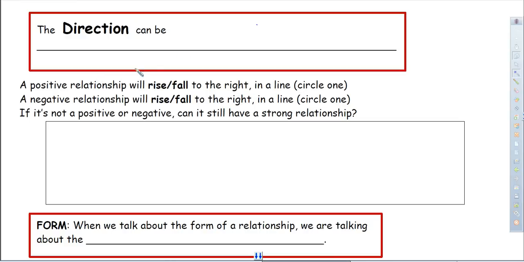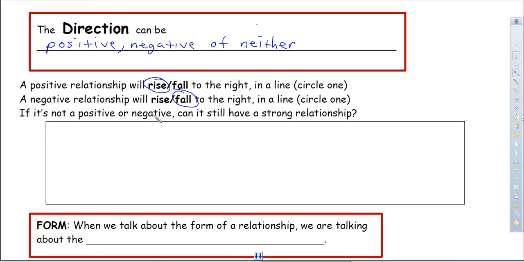Okay, looking at direction, well, the direction could be positive, negative, or neither. So a positive relationship will rise to the right in a line. So if it's positive, that's going to go uphill, so that's going to rise. And a negative relationship is going to fall as you move from left to right.